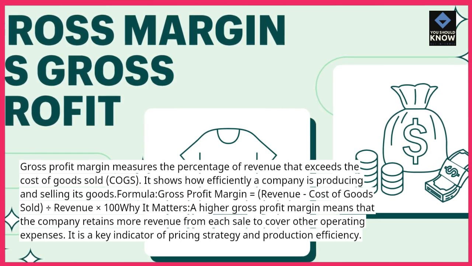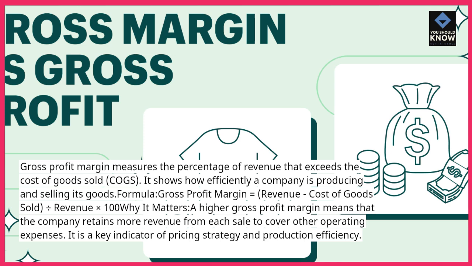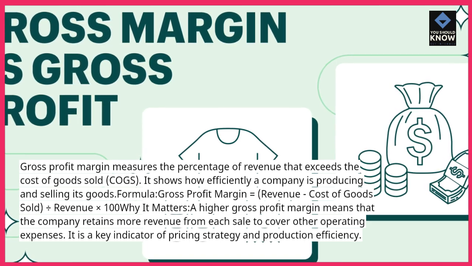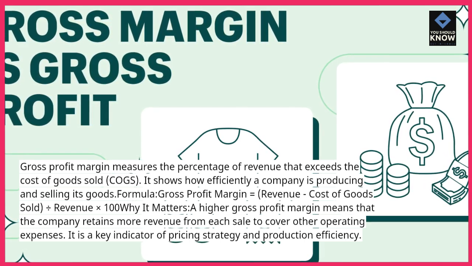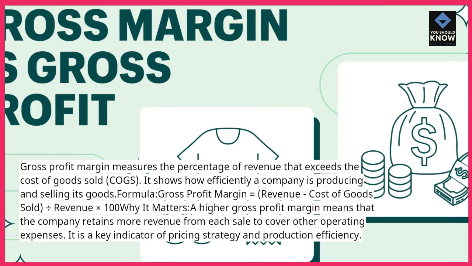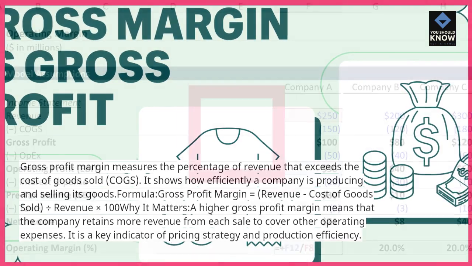Why it matters. A higher gross profit margin means that the company retains more revenue from each sale to cover other operating expenses. It is a key indicator of pricing strategy and production efficiency.